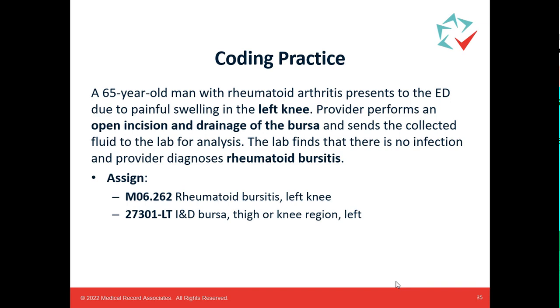We'll assign diagnosis code M06.262 for rheumatoid bursitis, left knee. And for the I&D, we'll assign 27301, which is I&D of the bursa, thigh or knee region, and we'll add that modifier LT for the left knee.